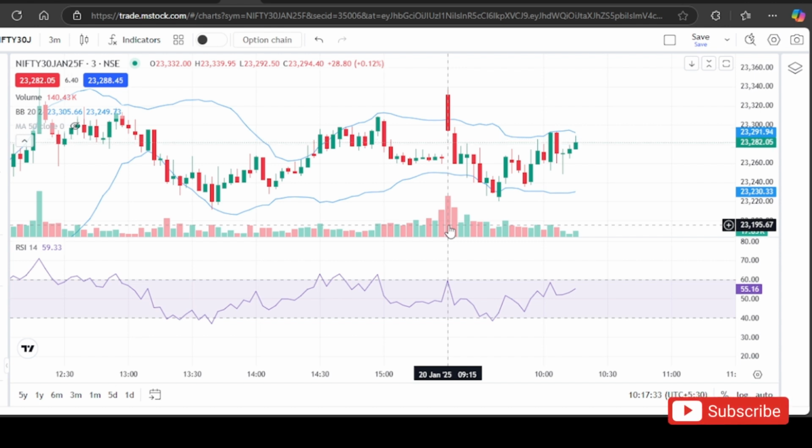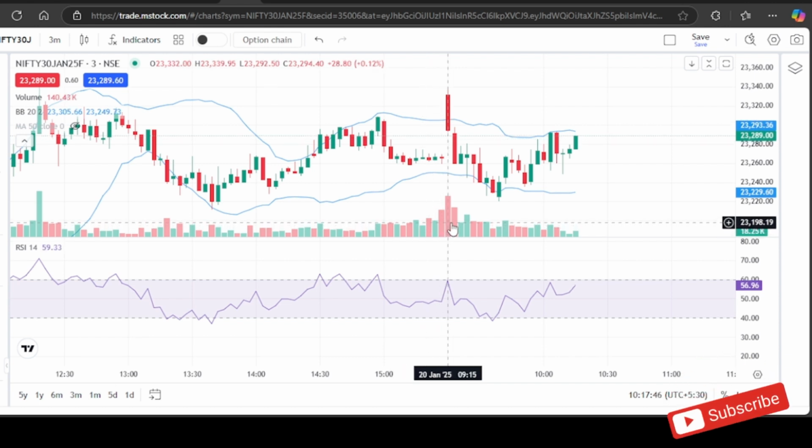So today we are evaluating the Nifty 26 Jan futures chart. It's on the 3 minute time frame. If you look at the 9:15 candle, there is a big red, and yeah, there was a gap up.